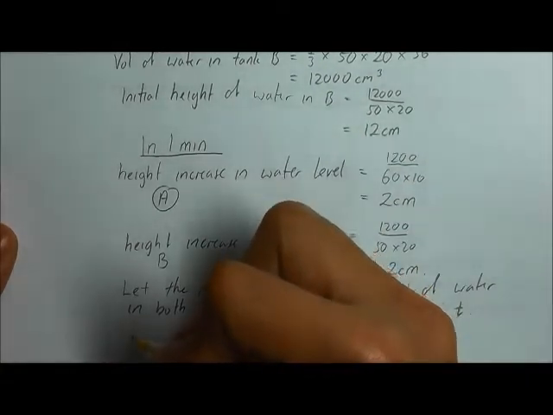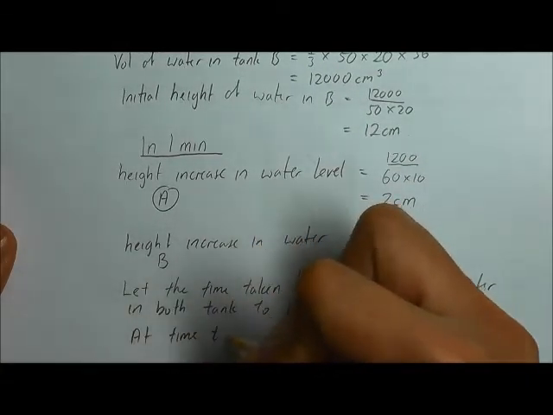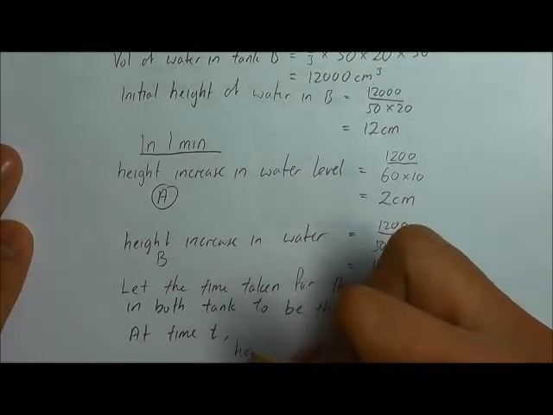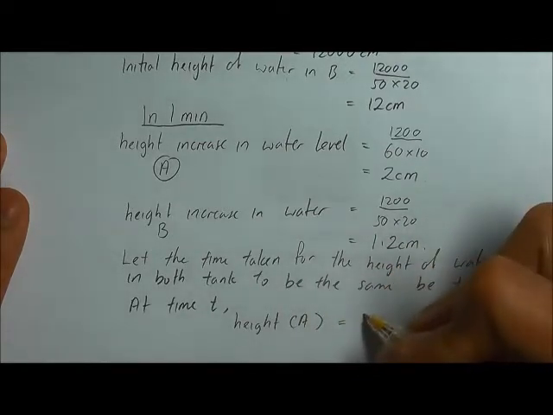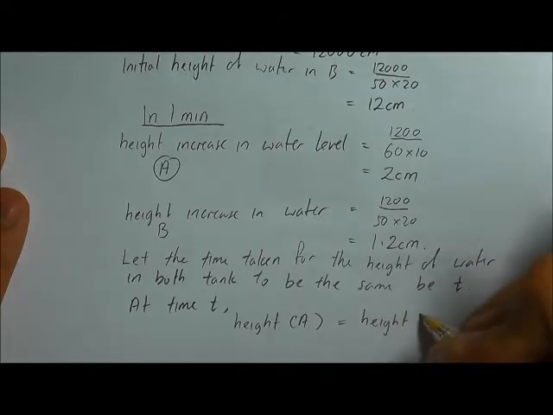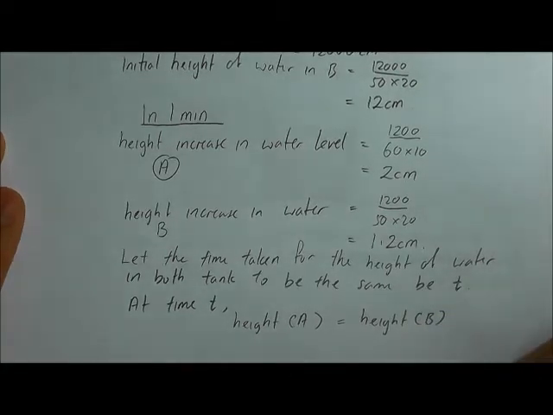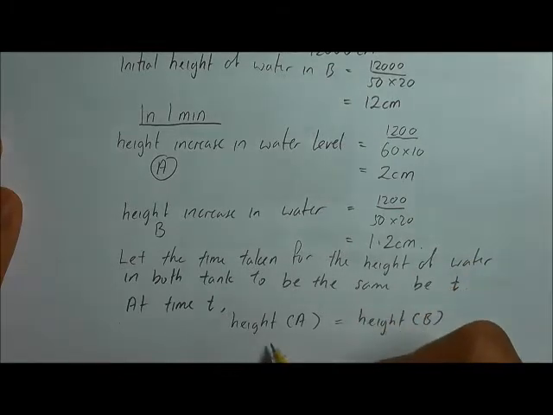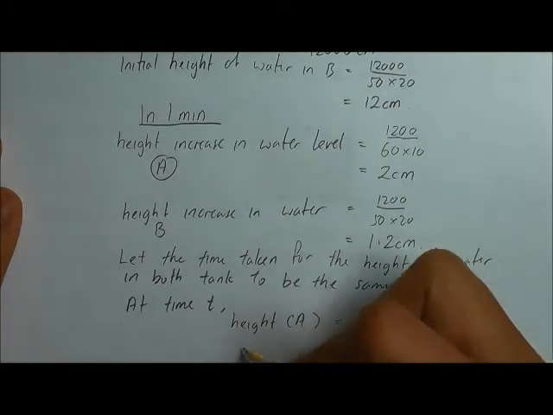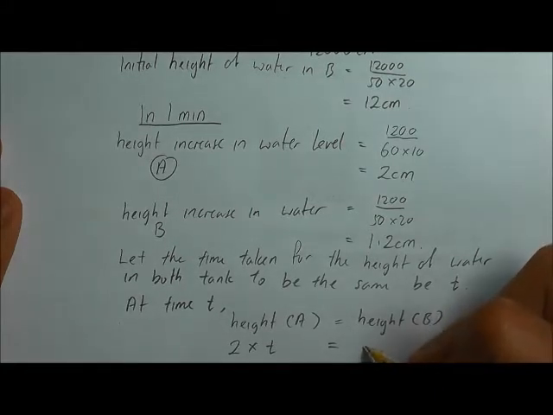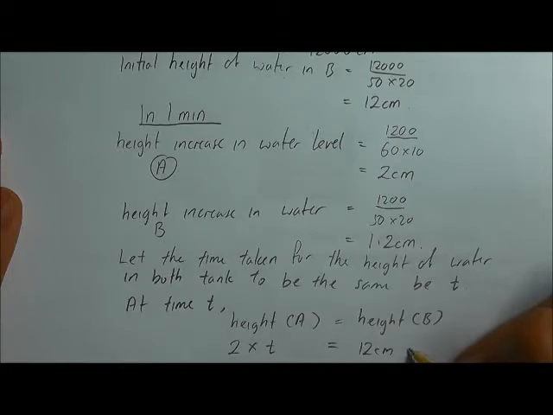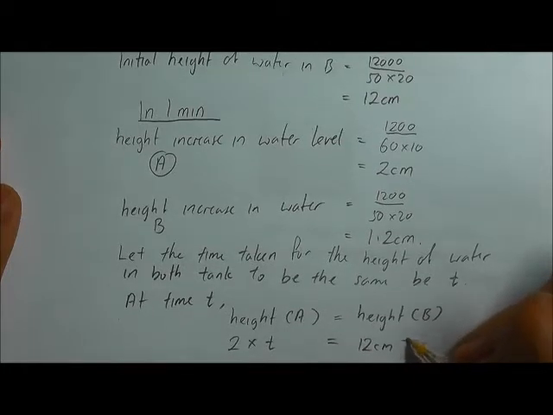Okay, so at time t, the height of water level at A is going to equal the height of water level at B. The height of water level at A will be just 2 cm every minute, so at time t it will be 2 times t. Whereas the height of water at B, initially it is 12 cm, and every minute it increases by 1.2, so it will be 12 plus 1.2 times t.